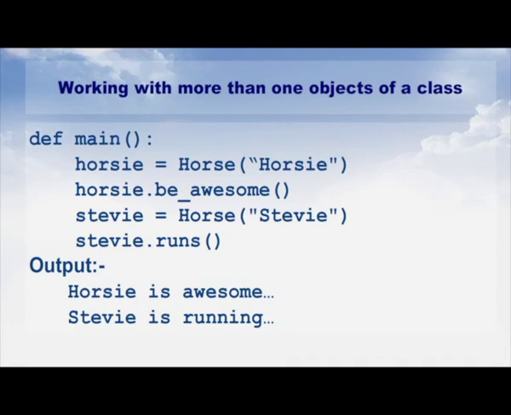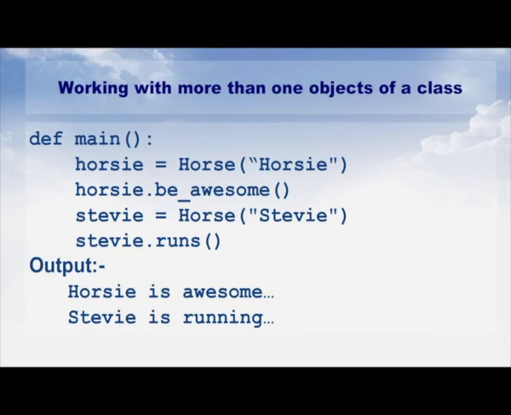For the horsey object, it prints horsey is awesome because we have called only the be awesome method, horsey dot be awesome. Whereas we created one more object called Stevie, and for the Stevie object we call the runs method, and when we did that, the next line that is printed is Stevie is running. So, you see how we are able to create two objects of the same class horse.